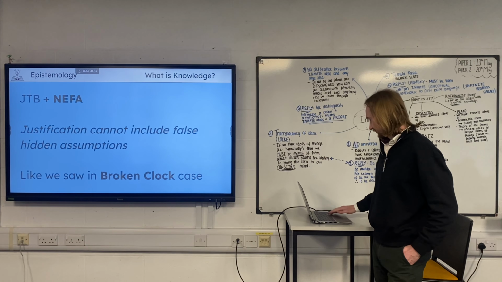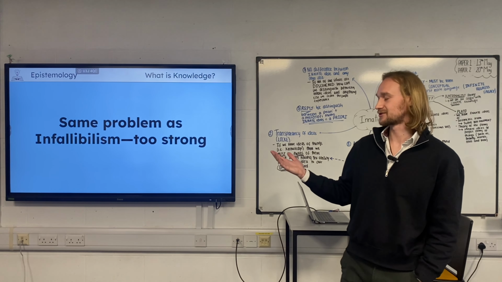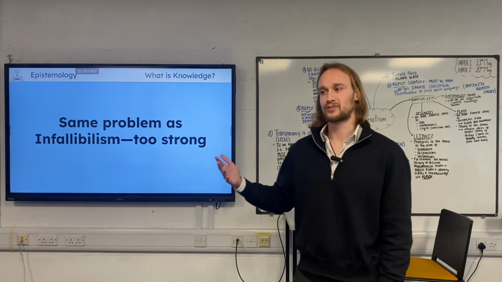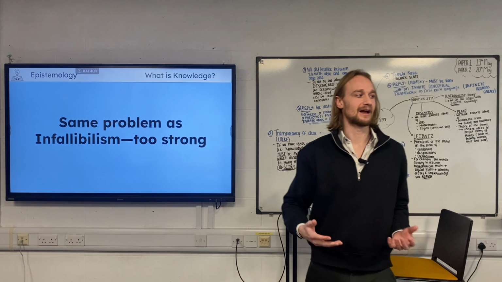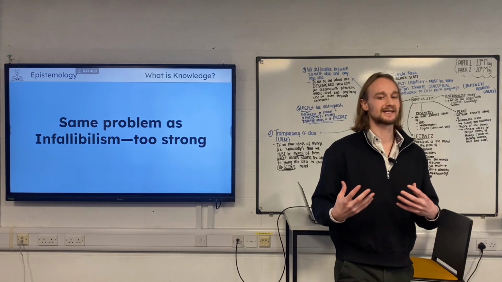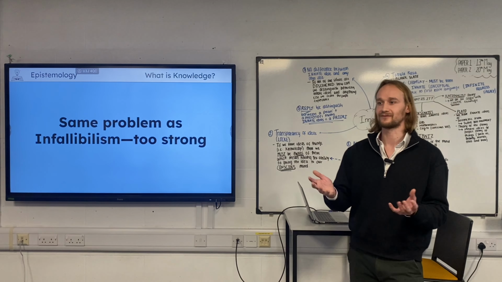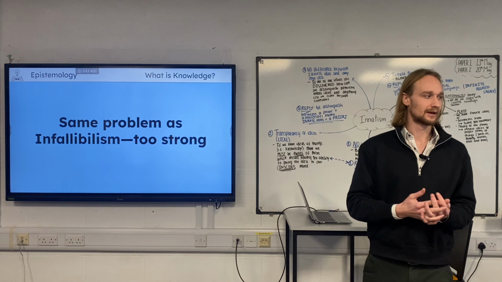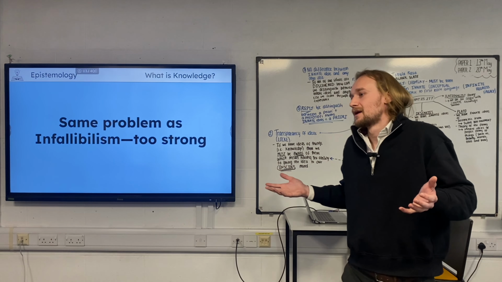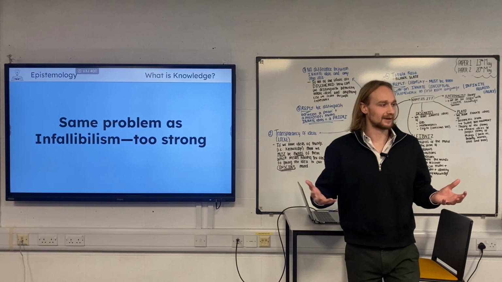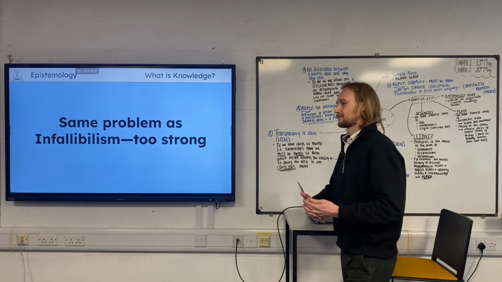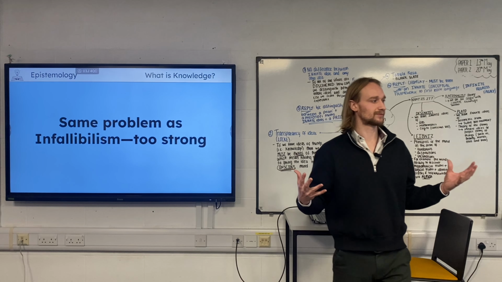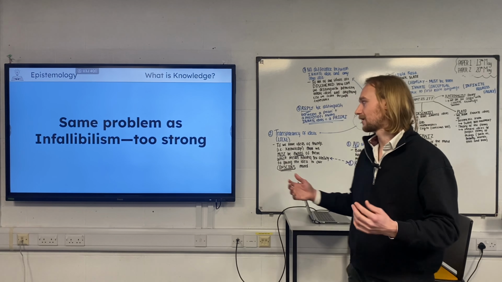So yeah, no hidden false assumptions, but what we find is that it just turns to this problem that infallibilism has. It becomes too strong. We make so many assumptions in life. We cannot have a criteria for knowledge that says we cannot have any hidden false assumptions, because it just basically entails infallibilism, that you cannot have something potentially fallible. We make so many assumptions that could potentially be false, so it just doesn't work.